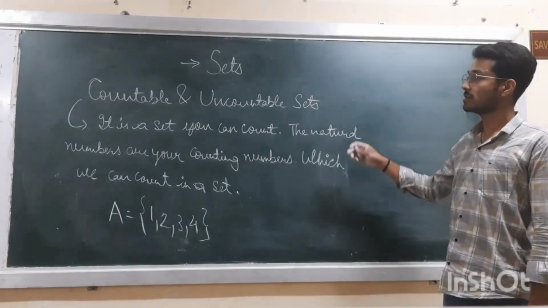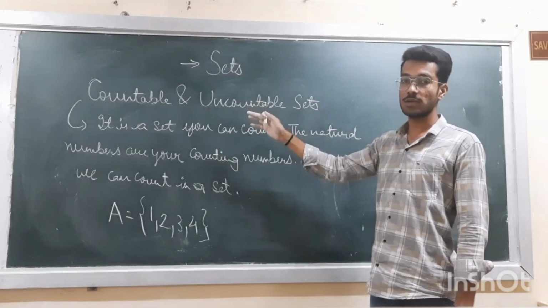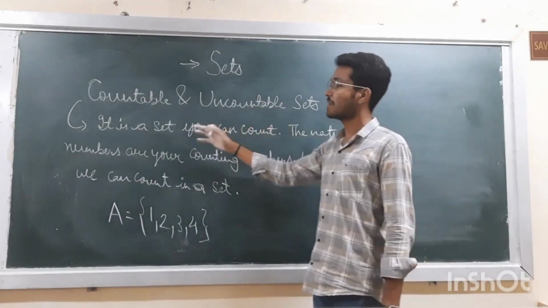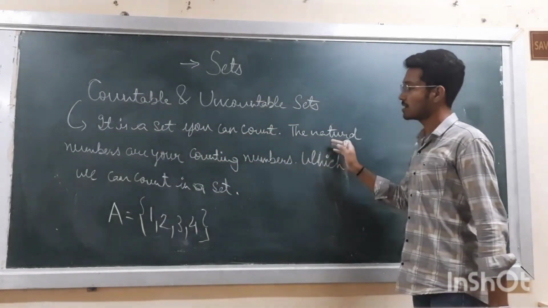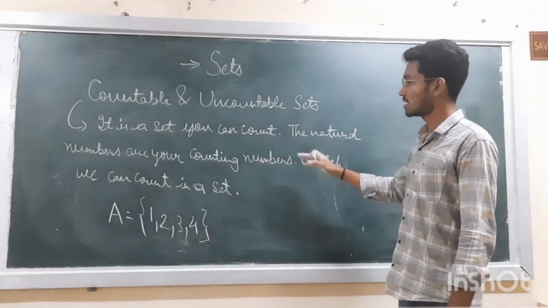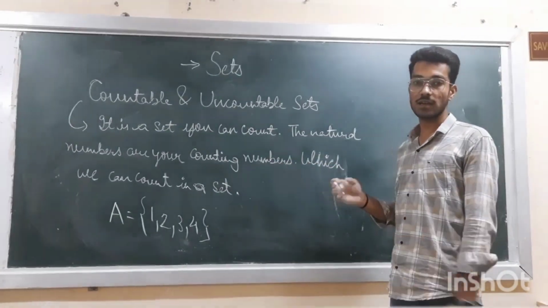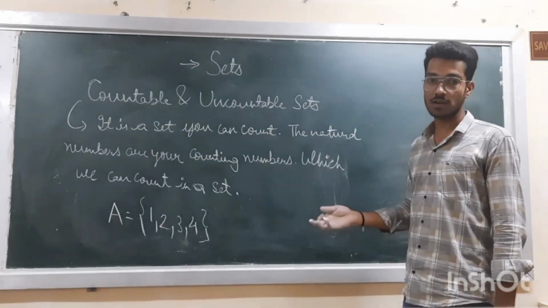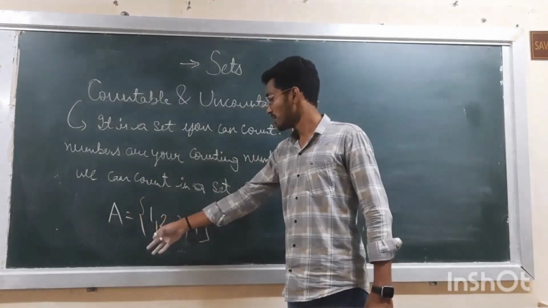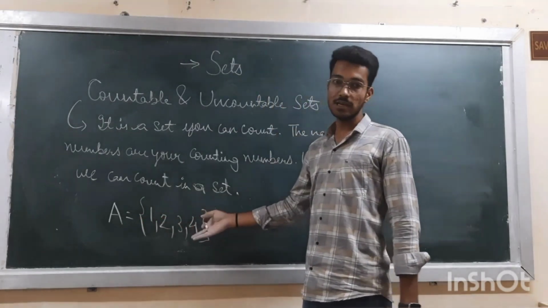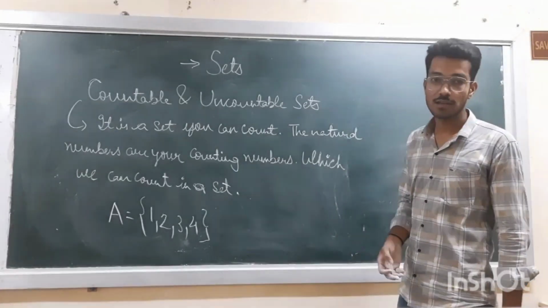The third topic in the video is countable and uncountable sets. First we learn about countable sets. What are countable sets? A countable set is a set you can count. The natural numbers are your counting numbers which we can count in a set. Basically the set in which we can count the elements is known as a countable set. For example, we have a set A in which the elements are 1, 2, 3, 4. The elements of the set A we can count, so this is a countable set.